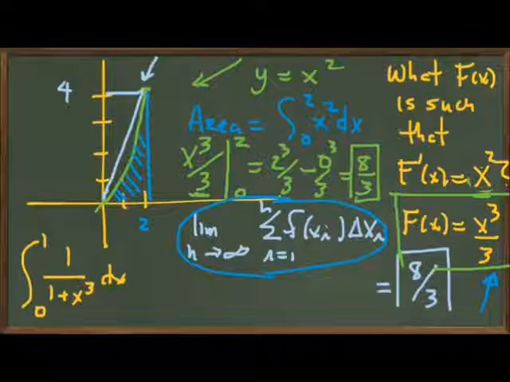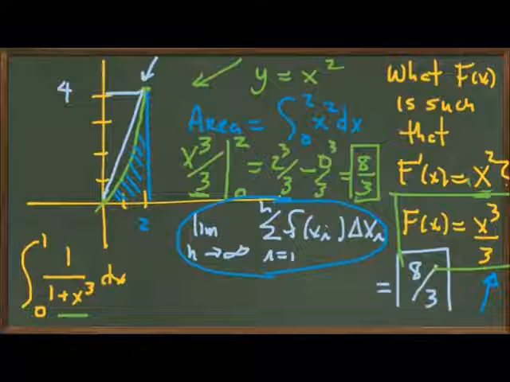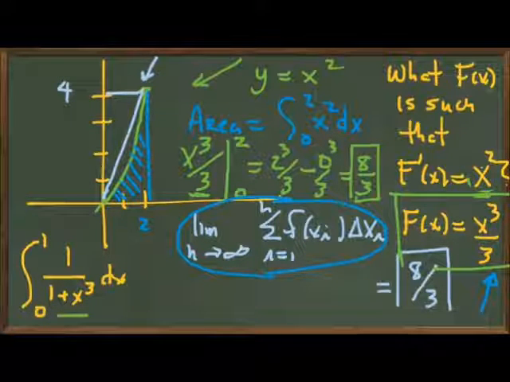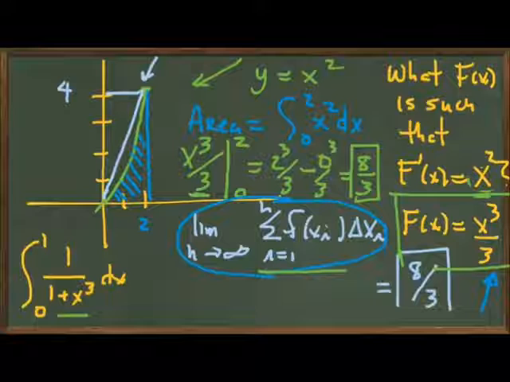So here, this function, 1 over 1 plus x cubed, is pretty easy to graph, but there is not an antiderivative for that function. So if we had that problem as an application problem, and we needed to find that area to solve it, we would have to revert back to this method.